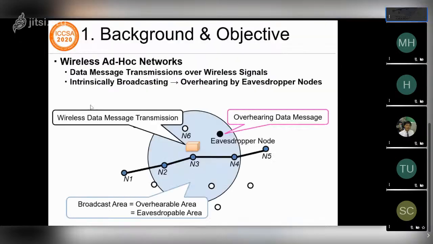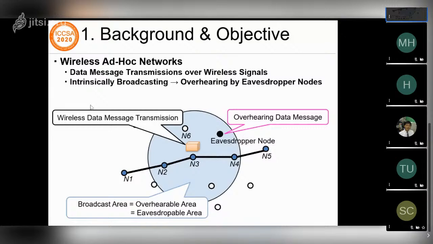Due to the limitation of battery capacity in wireless nodes, data messages are transmitted from a source node to a destination node along a wireless multi-hop transmission route. Here, the route consists of a sequence of intermediate nodes which forward data messages from its previous hop node to its next hop node. A data message is carried by a wireless signal, and the signal is intrinsically broadcast within a signal transmission area of a node. Hence, its neighbor nodes, including a possible eavesdropper node, can overhear the signal.